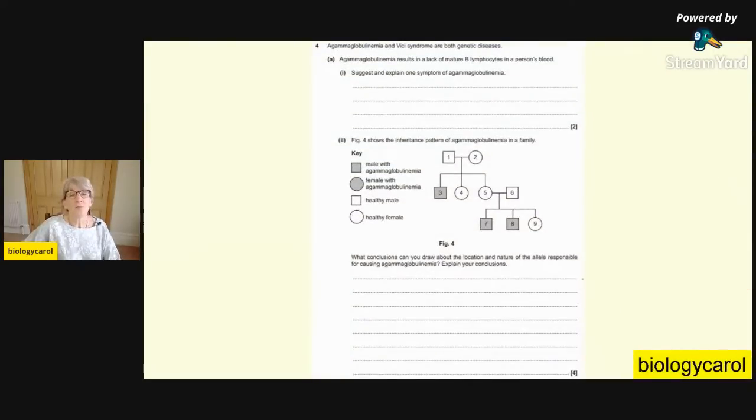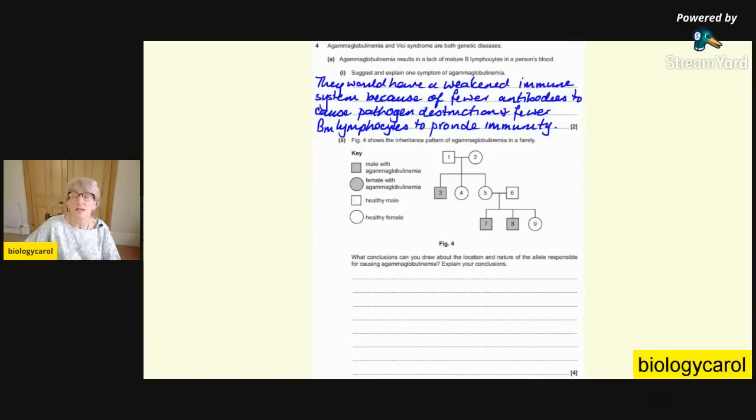A-gamma globulinemia and Vichy syndrome are both genetic diseases. A-glob, as I'm going to call it now, results in a lack of mature B lymphocytes in a person's blood. Suggest and explain one symptom. Well, they're going to get infections more easily. I don't know why I didn't put that, because that would be a symptom. They would have a weakened immune system because of fewer antibodies to cause pathogen destruction and fewer memory B cells to provide immunity.